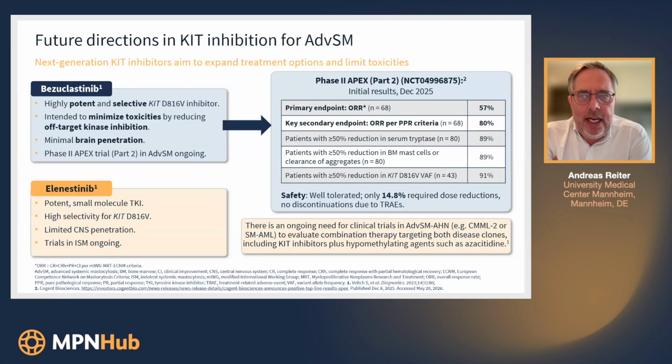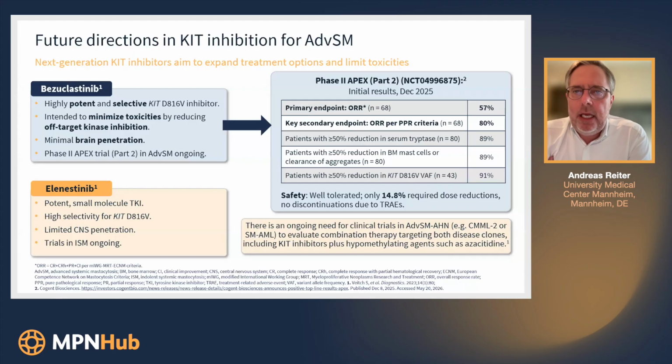Currently we have in clinical trials 2 new drugs, bezuclastinib and elenestinib, both also very highly potent and selective inhibitors. Particularly bezuclastinib has minimal brain penetration, and there is a phase 2 APEX trial, and this data will be presented at this year's EHA meeting in an oral presentation.